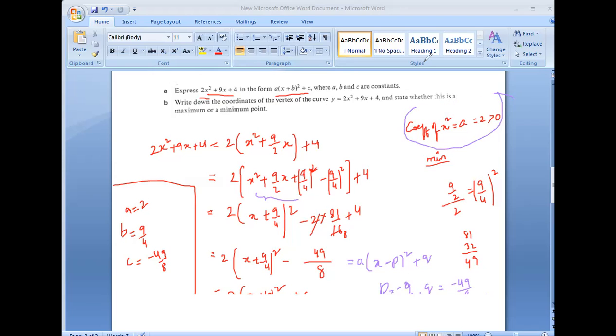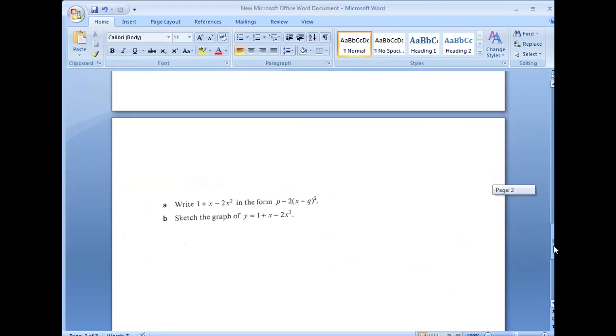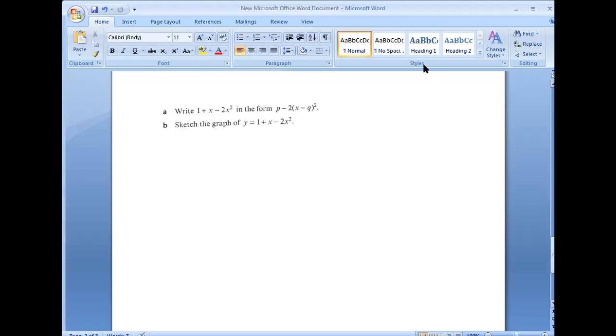Now see here. The question is: write 1 plus x minus 2x square in the form p minus 2 of (x minus q) whole square, and sketch the graph. We'll draw the graph also. First of all, whether it has a maximum or a minimum: what is the coefficient of x square over here? The coefficient of x square is minus 2, which is less than 0, which means we will get a maximum point.